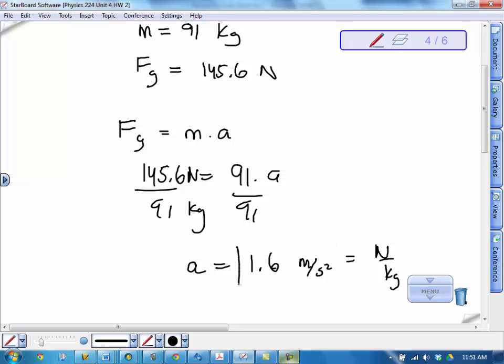So about 1.6 meters per second squared is the acceleration due to gravity of the moon. That makes the gravitational field strength 1.6 newtons for every kilogram of mass you have.